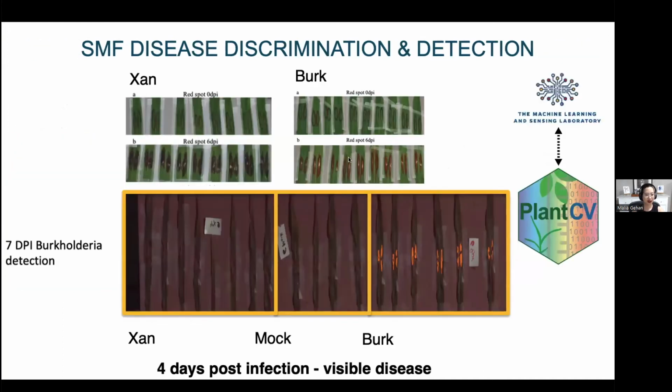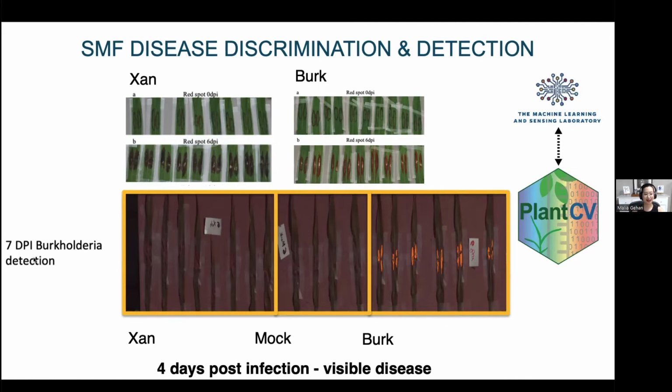So again, here are the red spot phenotypes at day 6. Again, if you showed this to somebody who extensively studies these bacterial pathogens, they can't tell the difference. So again, we use PlantCV to extract the spectra, and then we use the tools in the machine learning and sensing lab's package, the GatorSense tools, to train a spectral match filter algorithm for disease discrimination, so that we could see if we could do early detection and disease discrimination.